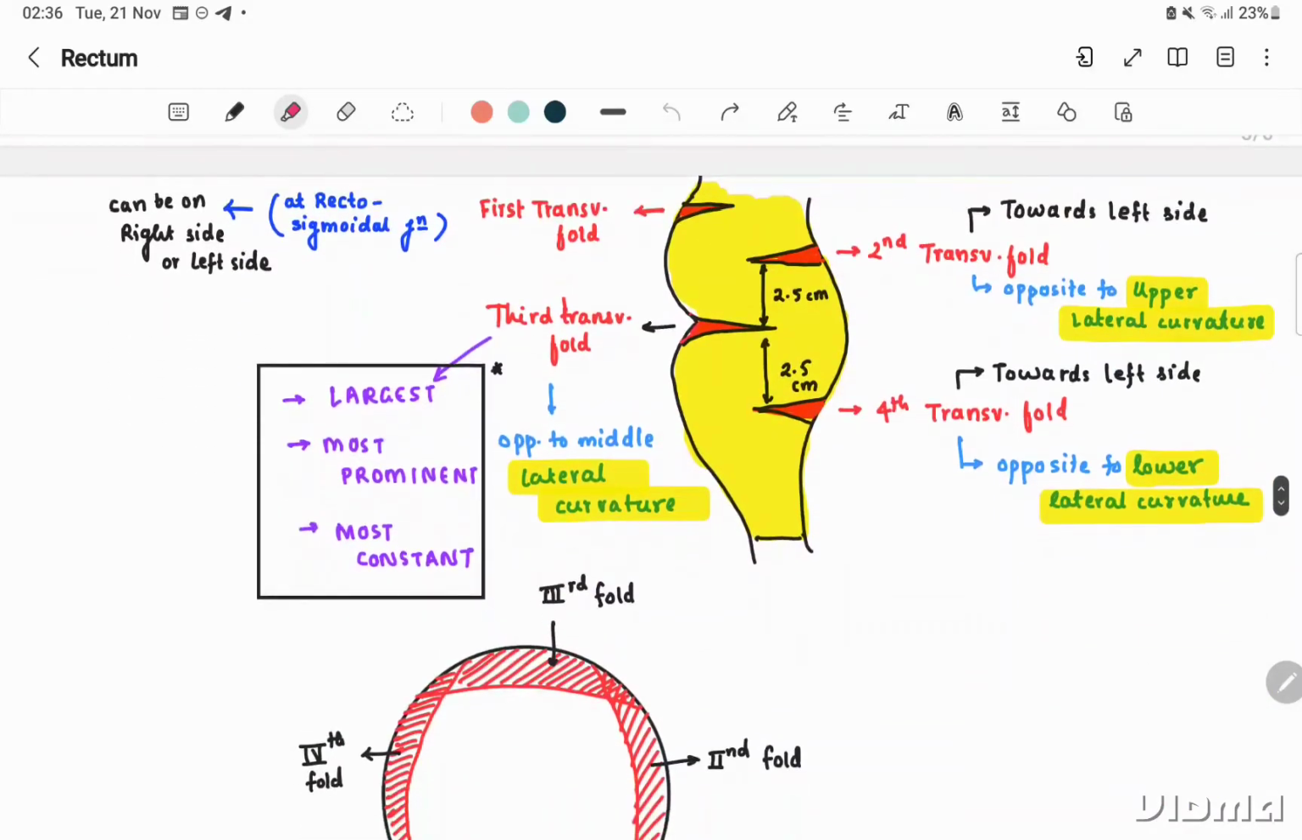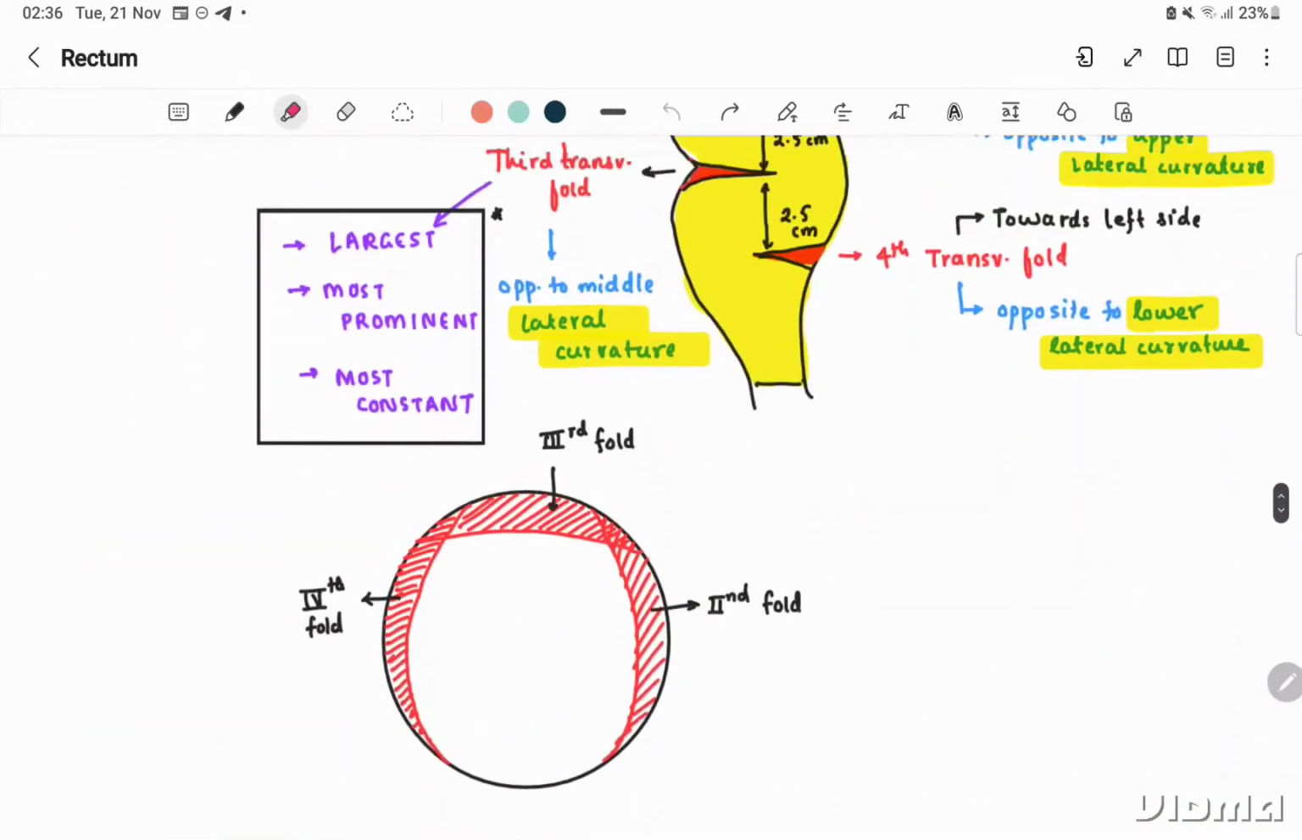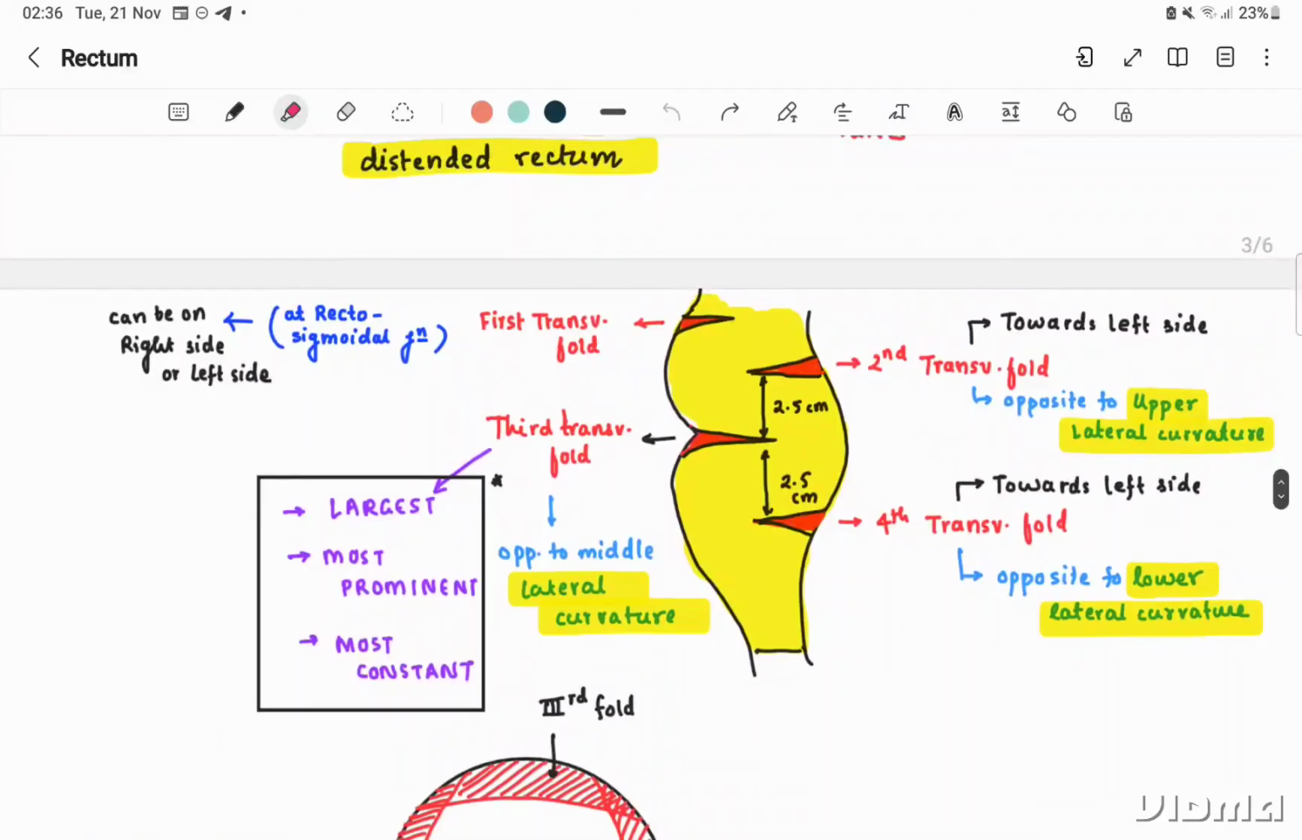So let's see what the folds of the Houston's valves are. You have the first transverse fold, the second transverse fold, the third transverse fold, and the fourth transverse fold. Talking about the first transverse fold, it is present at the rectosigmoid junction. It can be on the right side or your left side. It doesn't matter. So the first transverse fold is at the rectosigmoid junction, the sigmoid and the rectum.